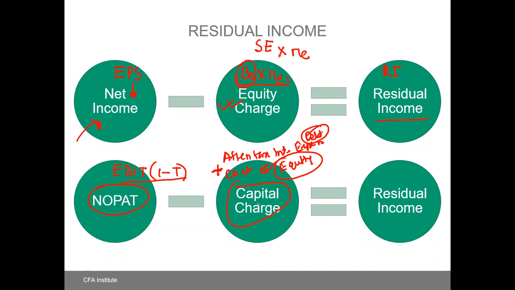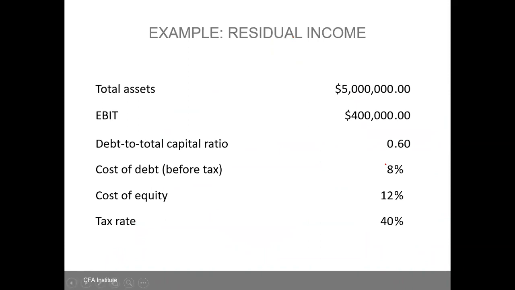So if we subtract the capital charge from the net operating profit after tax, it will also give us the residual income. So we'll look at how it is possible to get the residual income shortly from these numbers. Okay, you see that we observe the total asset of a firm is 5 million. EBIT is 400,000. Debt to capital ratio is 0.6.